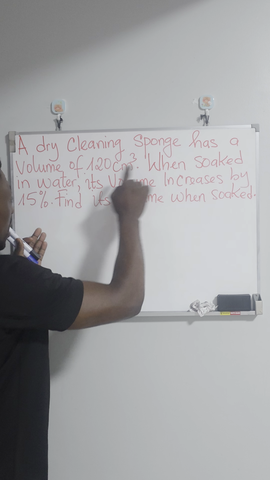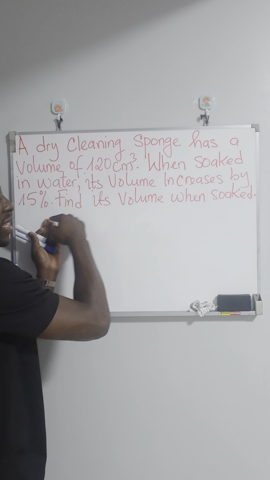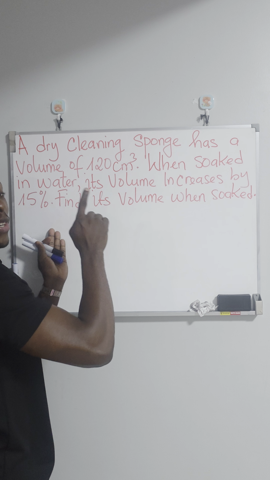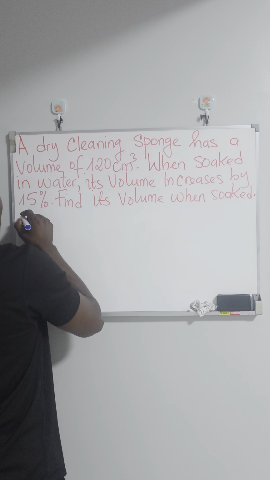A dry cleaning sponge has a volume of 120 cm cube. When soaked in water, its volume increases by 15%. Find its volume when soaked. Follow me, dear friends. Solution.